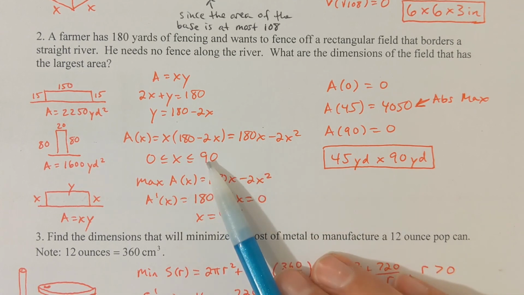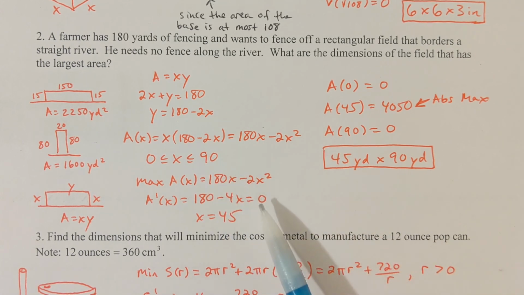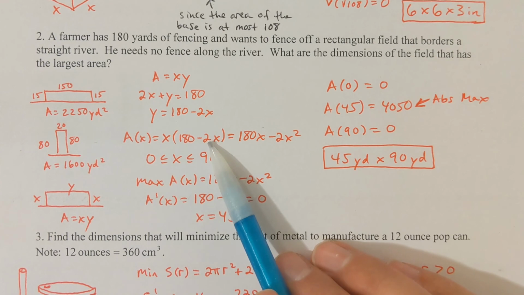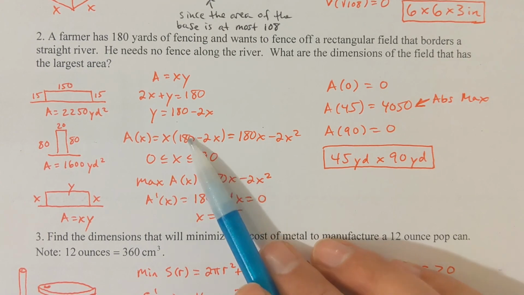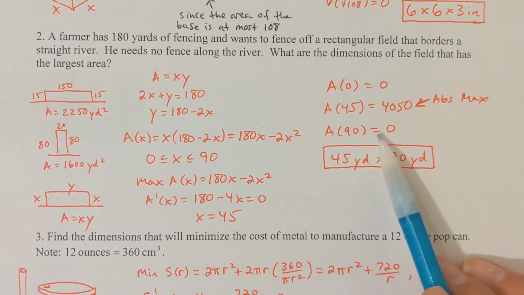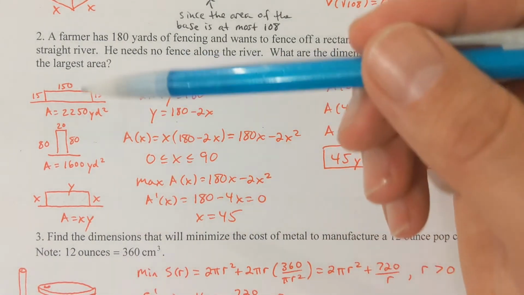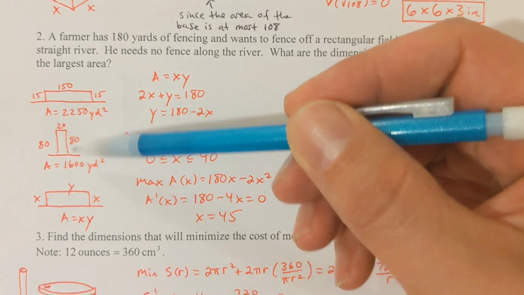How about if x is 90? Well, if we plug that into this part here, 180 minus 180 is 0. 0 times anything is 0. So the area would be 0. That should make sense, right? He's not actually building a rectangle if he just goes 90 yards out and 90 yards back.